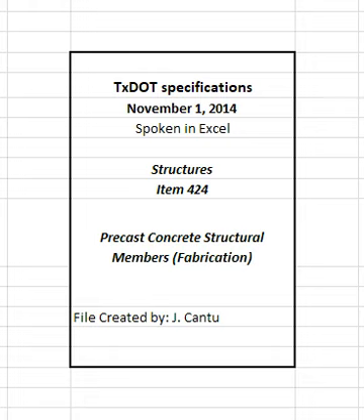Item 424. Precast concrete structural members, fabrication. 1. Description. Fabricate precast prestressed and precast non-stressed concrete members. This item, in conjunction with DMS 7300, precast concrete fabrication plants, applies to both multi-project and project-specific fabrication plants.